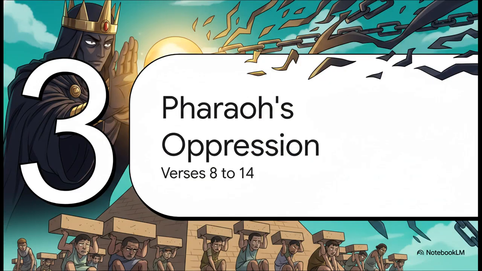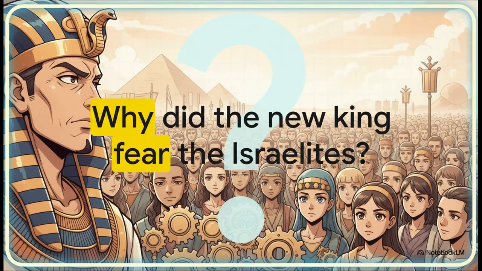Part 3. Pharaoh's cruel oppression, verses 8 to 14. So the whole narrative totally flips in verse 8. We get a new king in power, and this guy knows absolutely nothing about Joseph's legacy. All that past goodwill, completely erased. And this new Pharaoh is instantly terrified of the Israelites. Why? Well, it's pure political paranoia. He looks at their massive numbers and basically fears a fifth column. He's terrified that if a war breaks out, this huge population is going to team up with Egypt's enemies, fight against them, and then just up and leave the country.